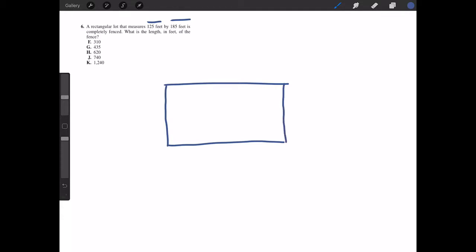For problem 6, it reads, a rectangular lot that measures 125 feet by 185 feet is completely fenced. What is the length in feet of the fence? So we have essentially a rectangular lot, and the short side measures 125 feet, and then the long side measures 185 feet. And it's a good idea in these prompts to draw something like what I've done here. They want to know the length in feet of the fence.